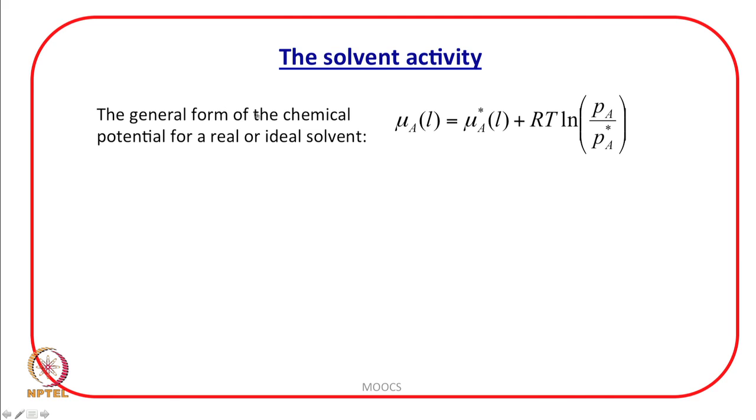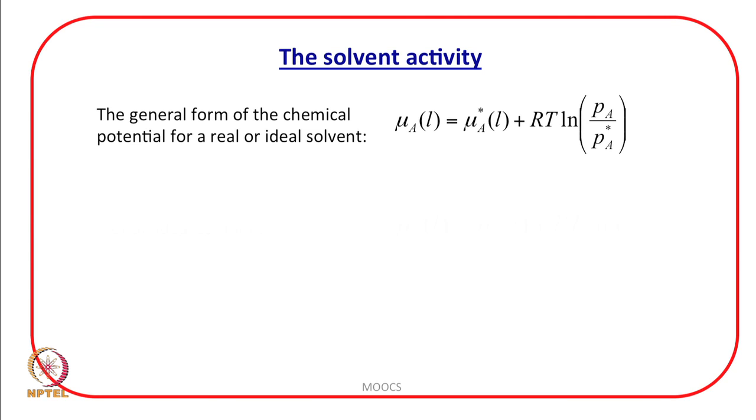This we have discussed, that the general form of chemical potential for a real or ideal solvent is defined as mu A L is equal to mu A star L plus R T log P A by P A star. This we have derived earlier. That the chemical potential of a liquid is equal to the chemical potential of the liquid in its pure form plus R T log its vapor pressure in the mixture divided by its vapor pressure in the pure form.